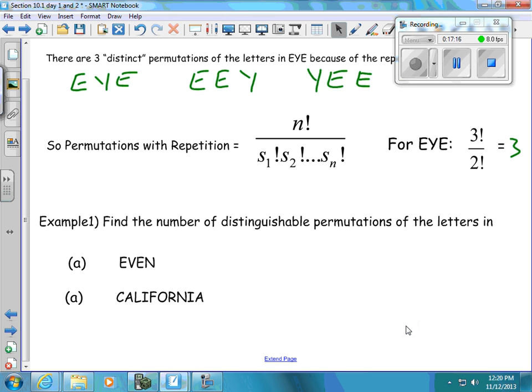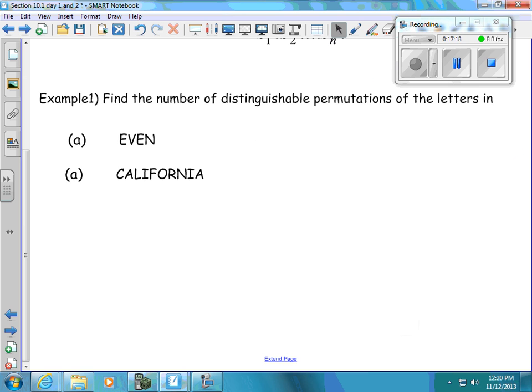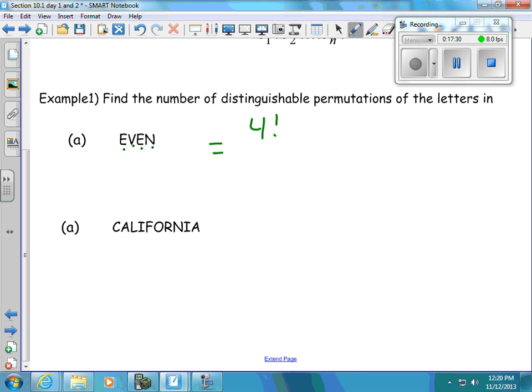Let's practice with some other words. You can have some homework problems. We're going to do the same thing. Even in California. So if we use the formula, n factorial, there are 1, 2, 3, 4 letters. Only one letter repeats. It's E. It repeats twice. So I get 4 times 3 times 2 times 1 over 2 times 1, which is just 4 times 3, or 12 permutations of the word EVEN.